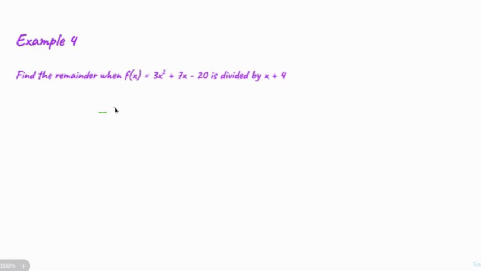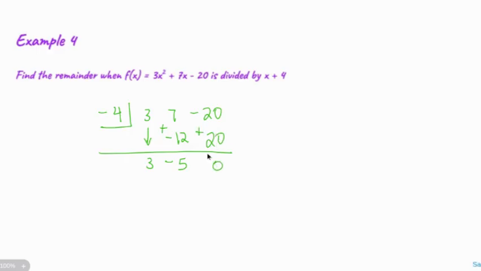We do negative 4. We got 3, 7, negative 20. Drop the 3. Negative 4 times 3 is negative 12. We add these together, we get negative 5. Negative 4 times negative 5 is a positive 20. And we get 0. Voila.